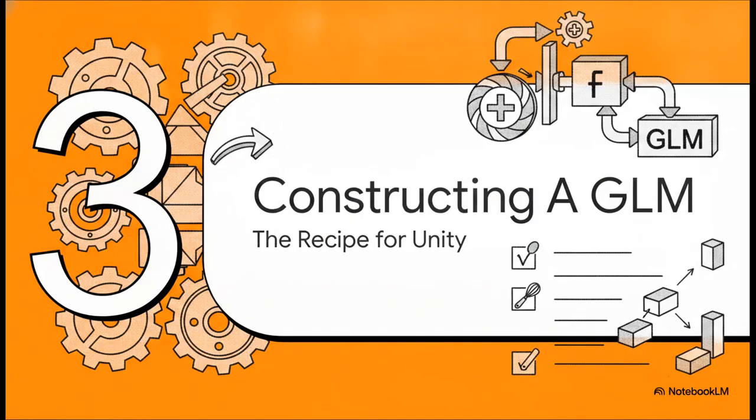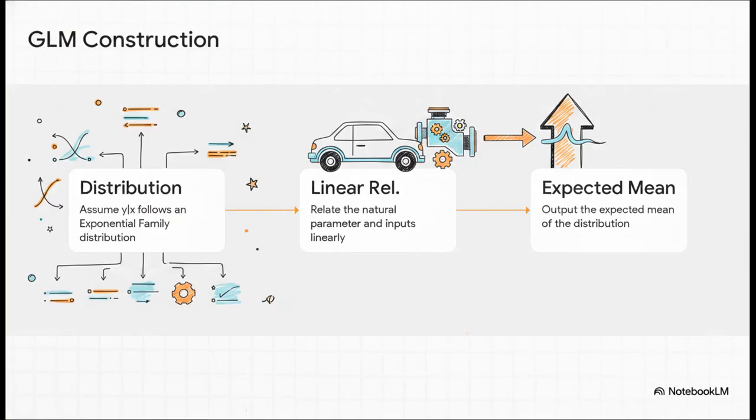Moving on to part 3, constructing a GLM, the recipe for unity. So how do we actually transform an exponential family distribution into a GLM? We just make 3 specific design choices. Step 1, we assume our target variable y, given the input x, follows an exponential family distribution parameterized by eta. Step 2, we decide that the natural parameter, eta, and the inputs x are related completely linearly, meaning eta simply equals theta transpose times x. And step 3, our model is going to output the expected mean of the distribution.